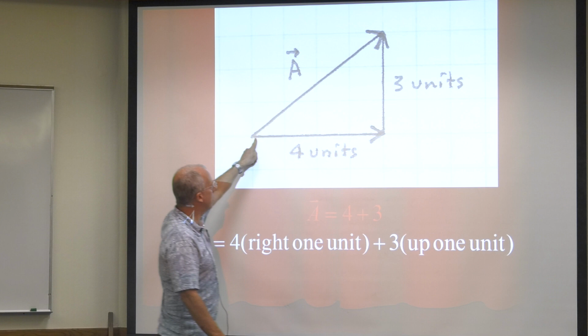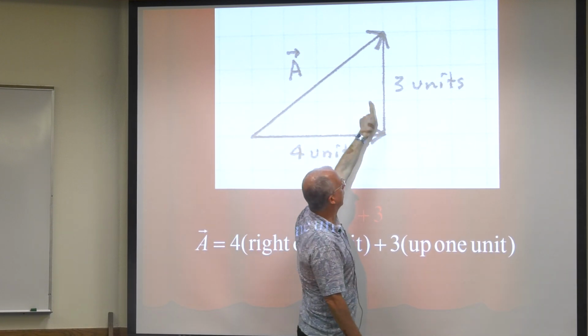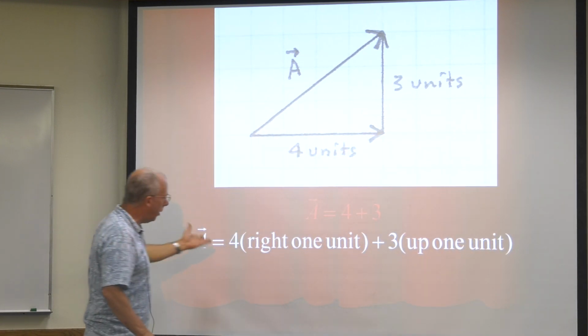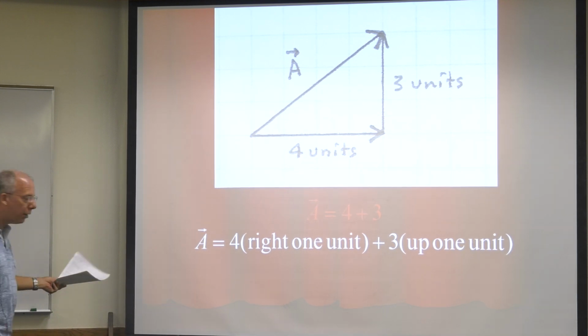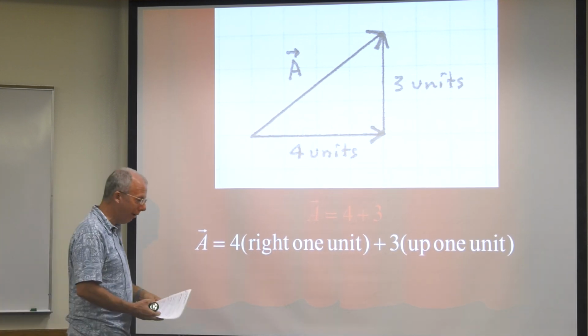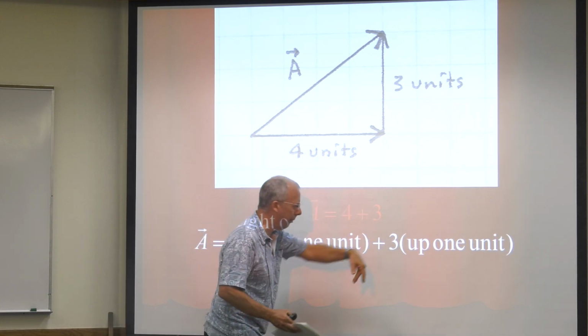We go 4 units, 1, 2, 3, 4 to the right, and 3 units up. Bingo, we got it. So this is perfectly correct, but it's not fine. Why isn't it fine? It's too much writing, right? Who's going to write all that all the time? Good golly, not me.